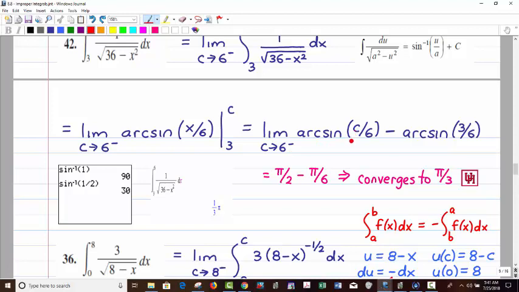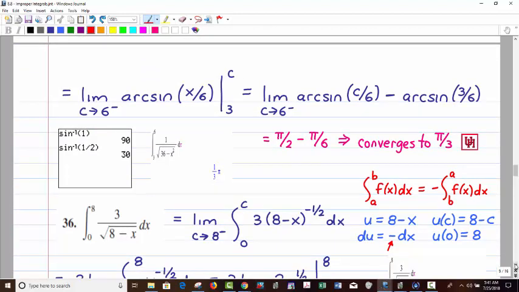So I plug 6 in there. I get 6 over 6. Arc sine of 1 is 90 degrees, pi over 2. And arc sine of 1/2 is 30 degrees, which is pi over 6. So we get pi over 2 minus pi over 6, and then so that converges to pi over 3. Excellent.